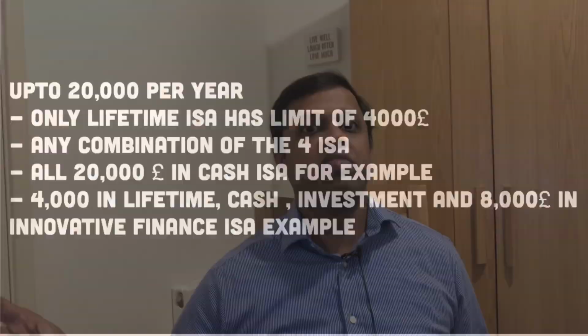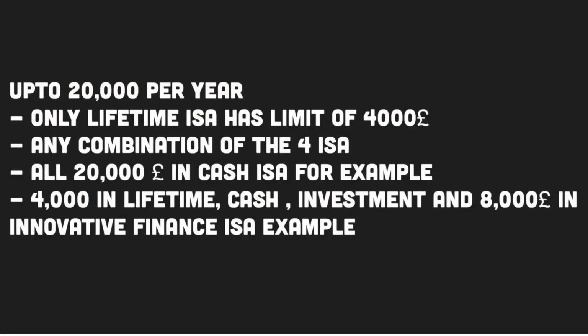So you could decide to invest in all four ISAs. For example, in lifetime ISA, you could put £4,000, and the rest of the £16,000 you could put into the three ISAs in whatever formats you want. 5,000 in one, 5,000 in one, and 6,000 in the other. You can do that. It is up to you to decide how much you want to put into the rest of the ISAs. Except for lifetime ISAs, the other ones don't have an upper limit, but the overall upper limit is £20,000 in one financial year.